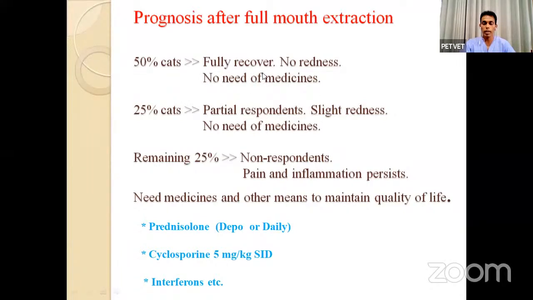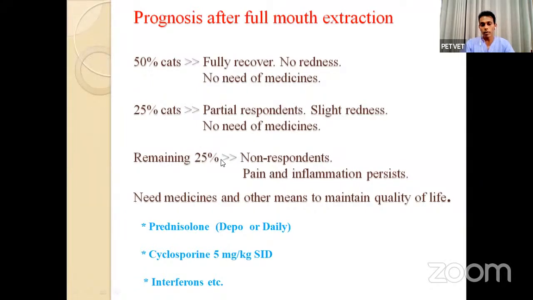So they don't need any medication. We have cured them 100%. And another roughly 25% of cats are partial respondents, where the clients will not notice any pain. Clients will not complain of any drooling or any pain signs. But when you open the mouth and look inside, there will be slight redness. But this group of animals also don't need any medications. Their quality of life is like 90% okay.